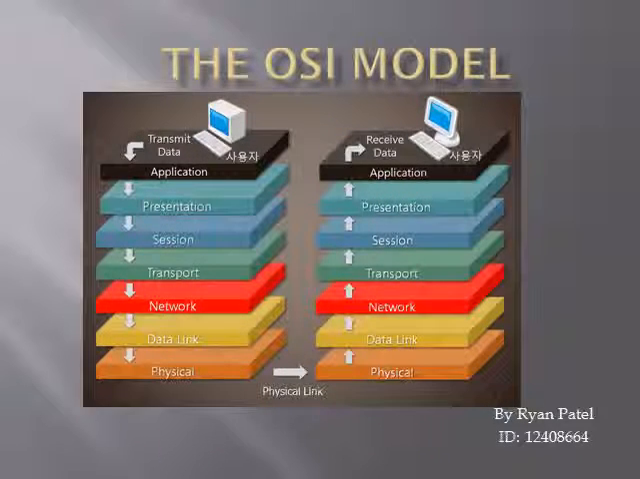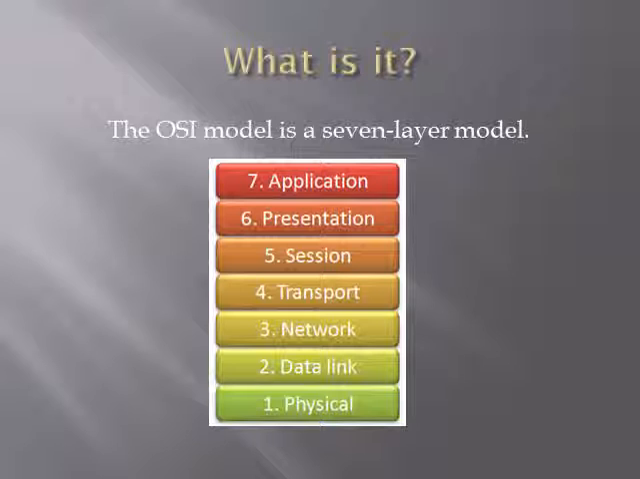The OSI model. OSI stands for Open Systems Interconnection Model, also known as the OSI. It has 7 layers: physical, data link, network, transport, session, presentation, and application.